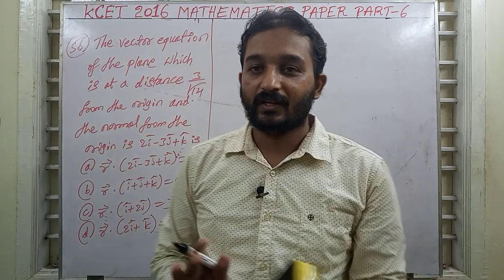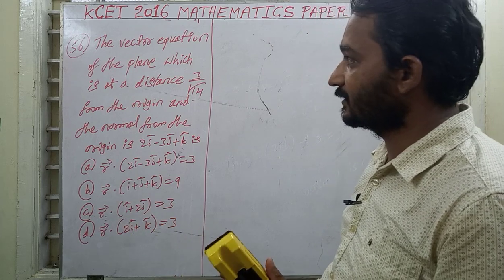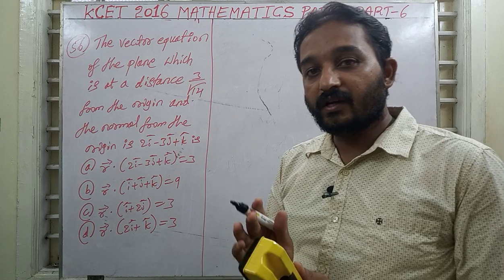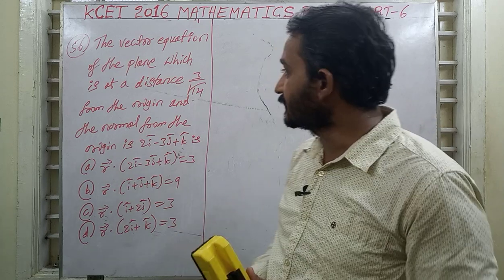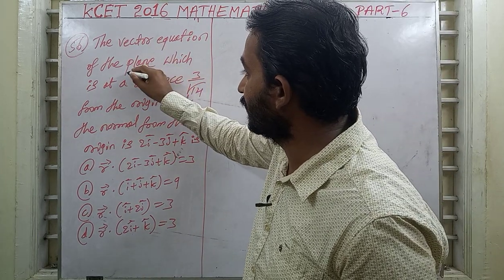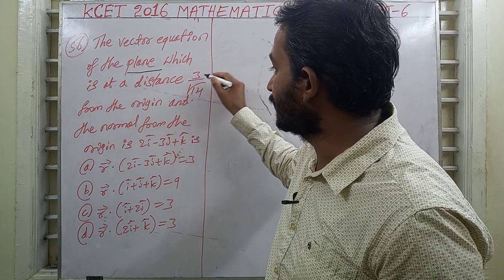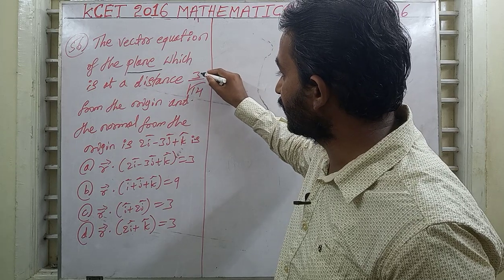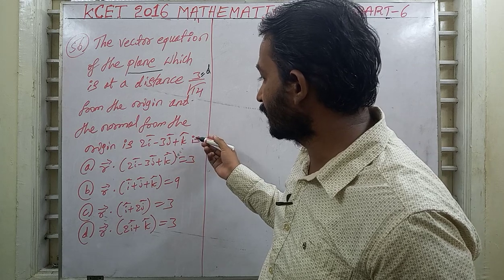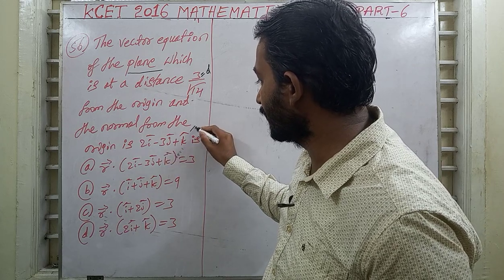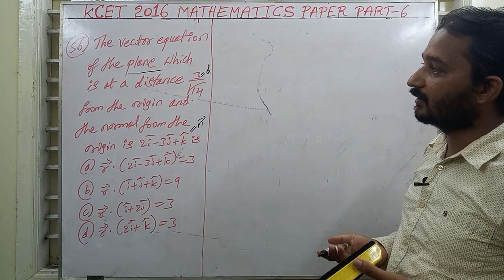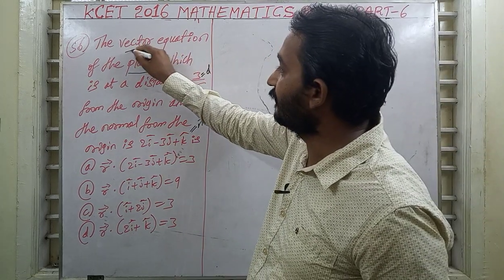So now let us move on to the next question, question number 56. This question is based on chapter 3D. Usually they ask 5 or 6 questions on this chapter in KCET. Let us take the first question. The vector equation of the plane which is at a distance 3 divided by square root of 14, this is d, from the origin, and the normal from the origin is also given, this is normal n. So using these two conditions we have to find the equation of the plane in vector form.